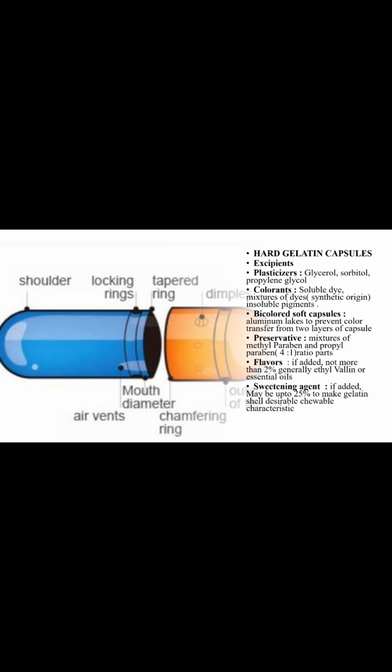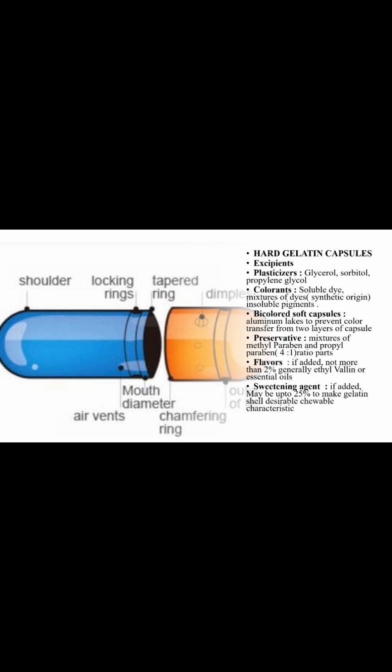The next excipient is colorants. These give the capsule its color. Some examples are soluble dyes, mixtures of dyes of synthetic origin, and also insoluble pigments. The third excipient used is in bicolored soft capsules. Here we can use aluminum flakes to prevent the colors from mixing between the two layers of the capsules. It is important for both GPAT and PGCET.